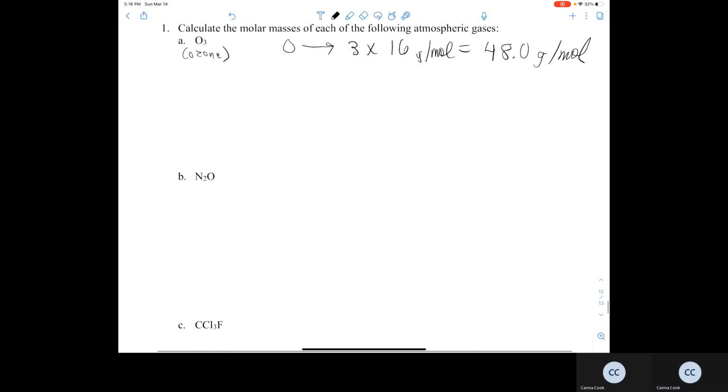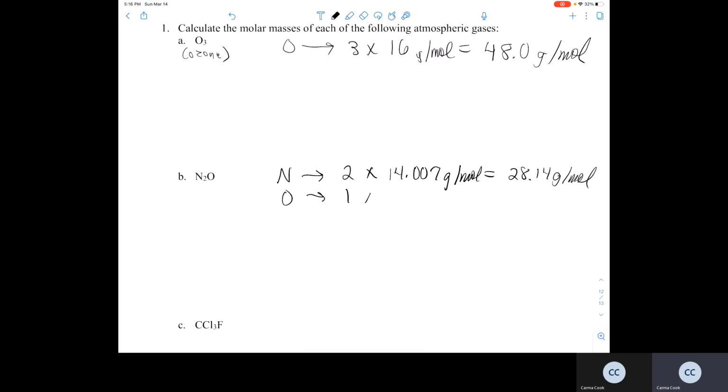N2O is a secondary air pollutant. It's composed of nitrogen and oxygen. There are 2 nitrogens, each having an atomic mass of 14.007 grams per mole. So a combined atomic mass of 28.14 grams per mole.